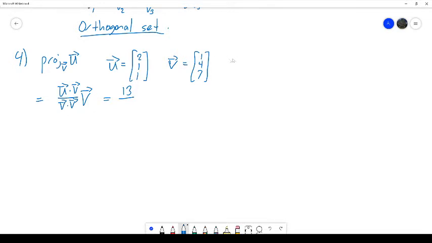Let's just double check that. This is 2 plus 4 plus 7. Yeah, so that's 13. So then the dot product of v and v is going to be 1 plus 16 plus 49, which is going to be 66. So we have 13 over 66 times the v vector.